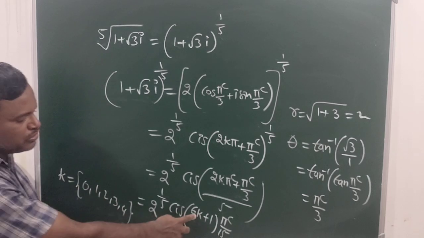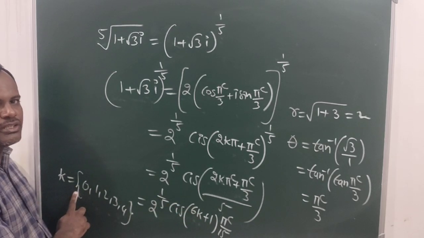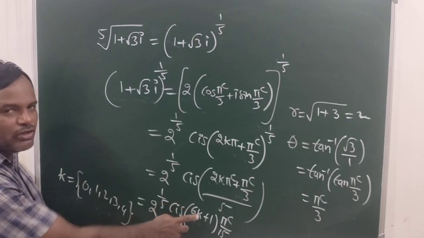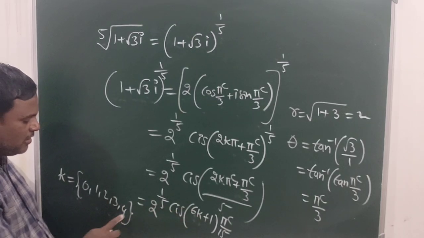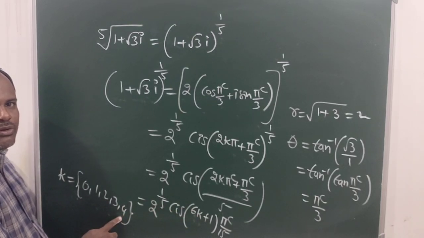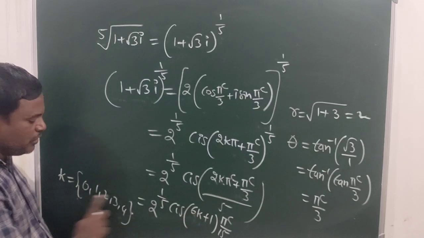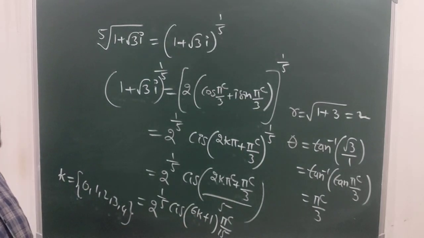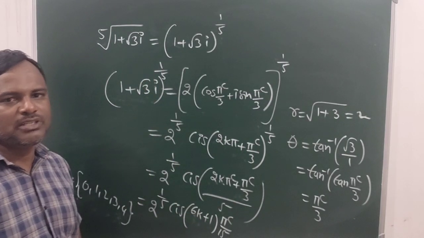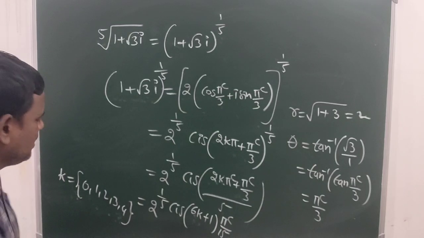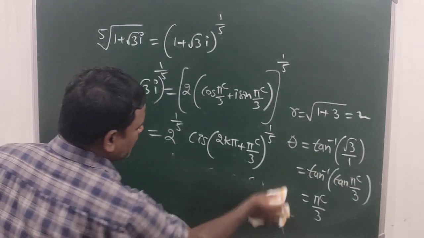If you write k equal to 0, you get one solution. Like if you write k equal to 1, you get one more solution. Till 4 you have to assign for k, so that you will get 5 roots for this given complex number. Okay students? Right. Now let us see one more example.